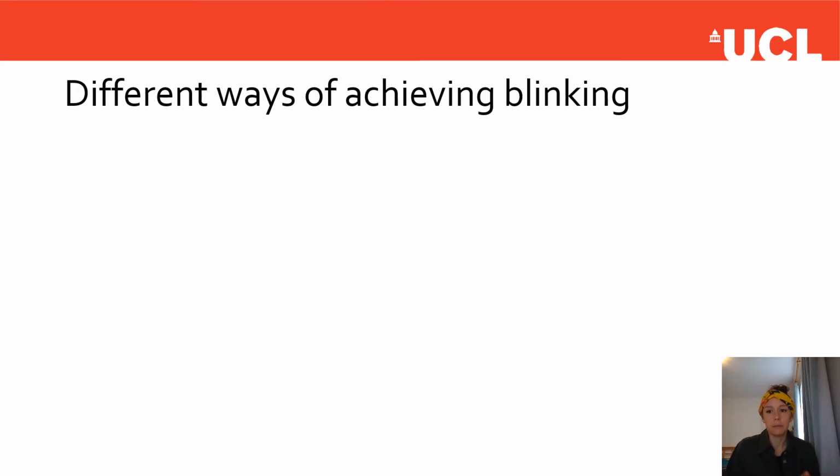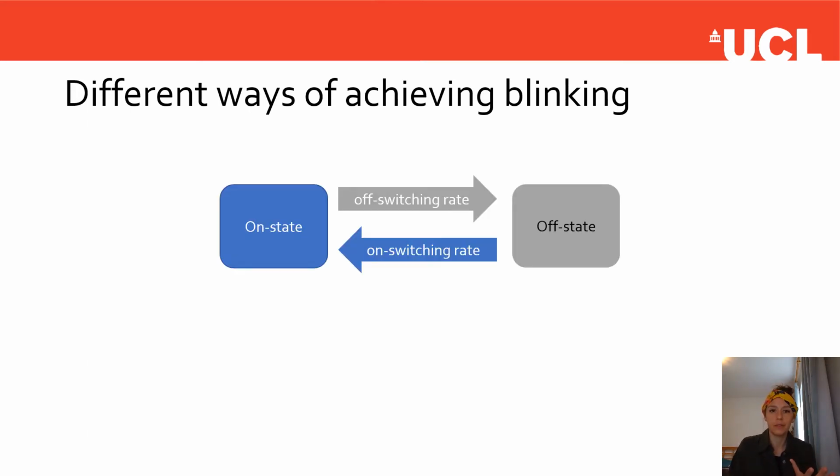To do this, you need to have a fluorescent labeling system with an on state and an off state. Our on state is fluorescence, emitting light, and we can see it. Our off state is dark. And we need to be able to at least transition in one direction between these. Those are the off switching rate and on switching rate, which determine how fast you go between the fluorescent on state and the non-fluorescent off state.